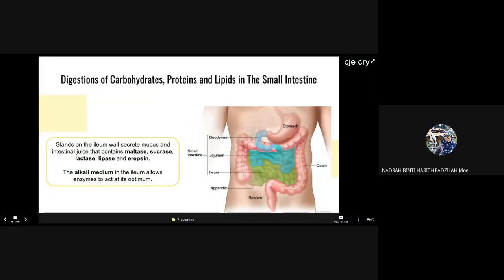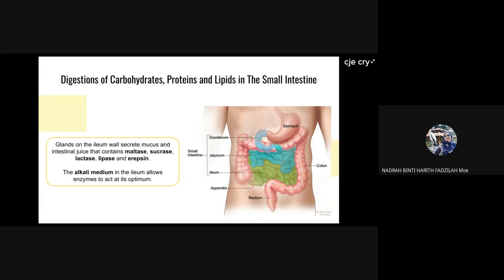Okay, so the next destination is the ileum, where the ileum also secretes mucus, like in the stomach earlier. At the same time, the ileum has the ability to produce enzymes: maltase, sucrase, lactase, lipase and erepsin. The objective of digestion in the ileum is to produce the simplest organic molecule, that is, to digest the food products into their simplest form.